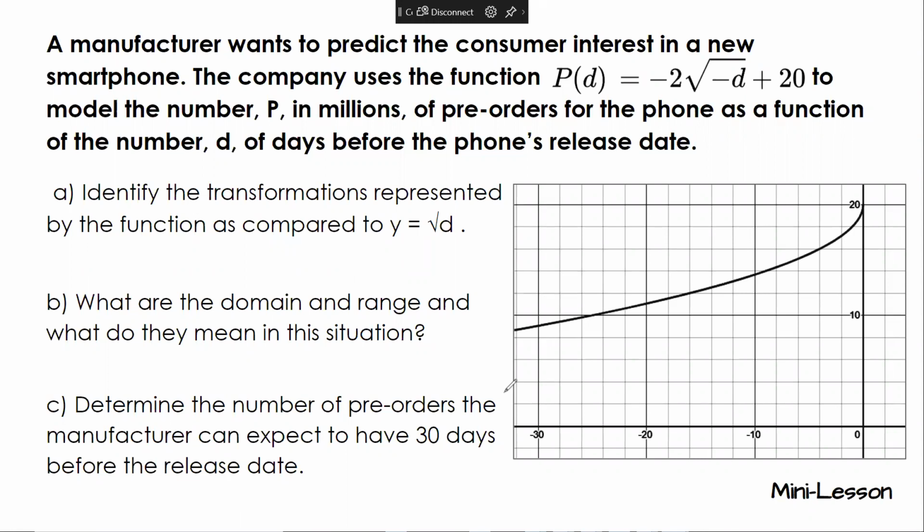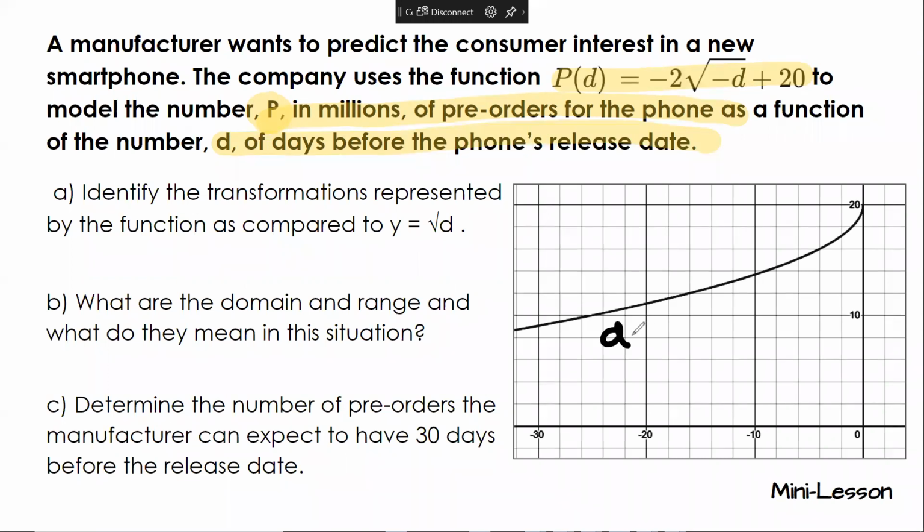So looking back at this, before we even look at the question, we want to kind of break down what is going on in this equation. Okay, so we got this equation. We got P of D on the outside. That means that P is in millions, the number of pre-orders for a phone. D, which is inside the function, that's kind of like our X, is the number of days before the phone's release.